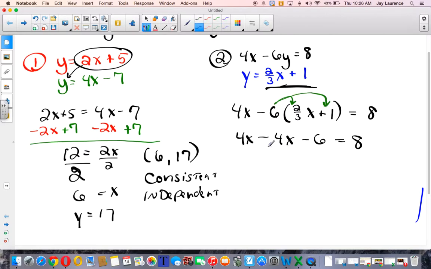All right, and so when I do that, these are going to cancel out, right, the 4x's. So I'm going to get negative 6 equals 8. Well, when does negative 6 equal 8? It doesn't. It never equals 8. These lines must be parallel.